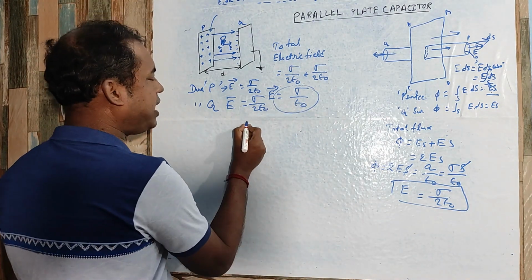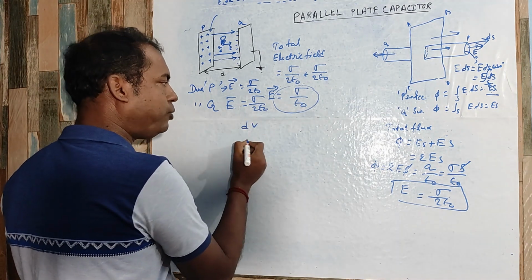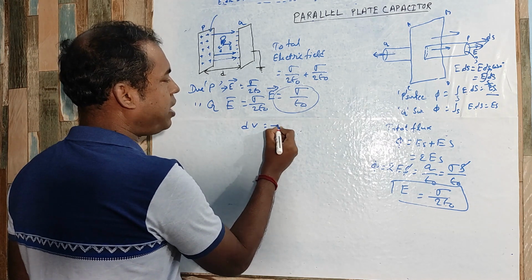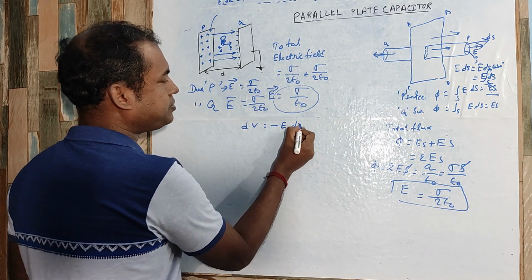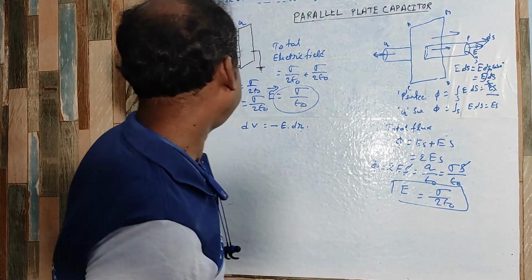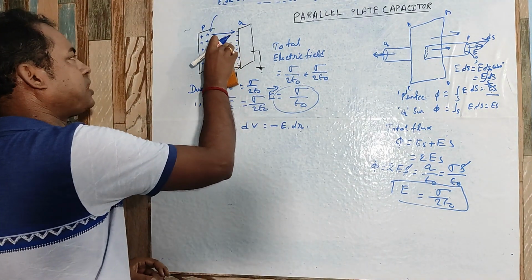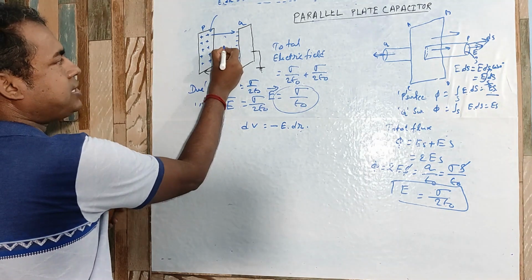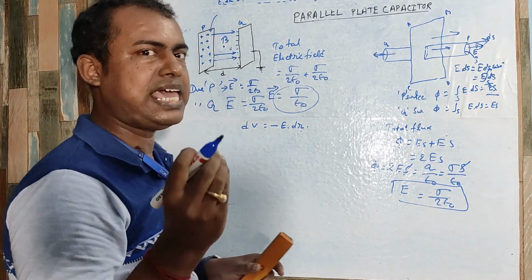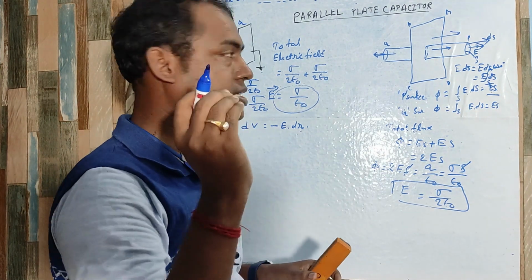You know the relation dV, that is the total potential. If I consider a small amount of potential, then dV equals minus E dot dr. Now, a simple explanation: consider here at the center the point B.